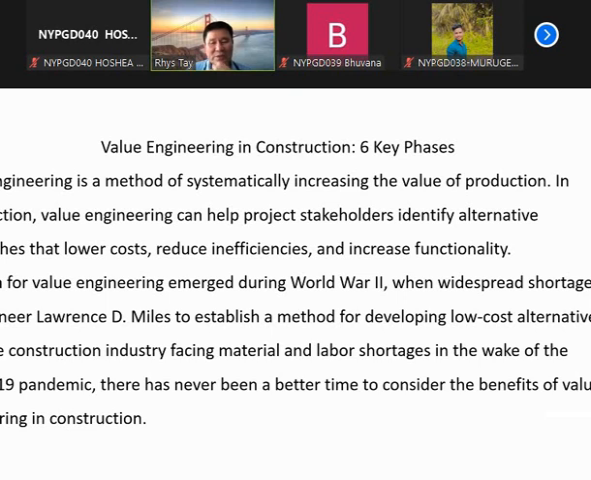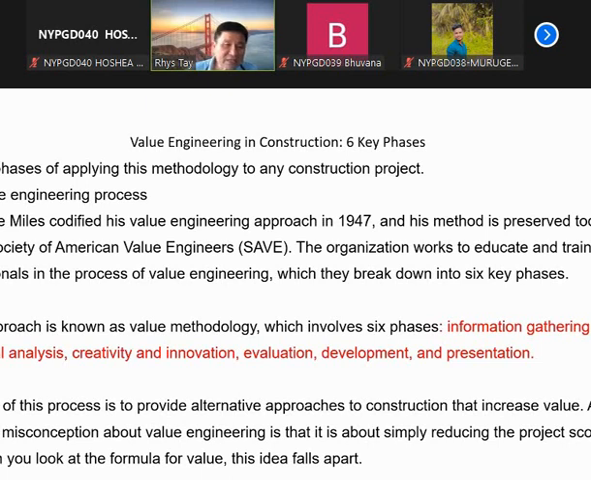Okay, in today's world, Singapore for example, we are going for more so-called BIM system, a more advanced way of construction, of building, of infrastructure, all right? And we are trying to do that to optimize the cost, right? Labor cost, optimize the material use, etc. Okay, this is the way forward in today's world. Right? So 6 phases of applying this methodology to any construction, right?